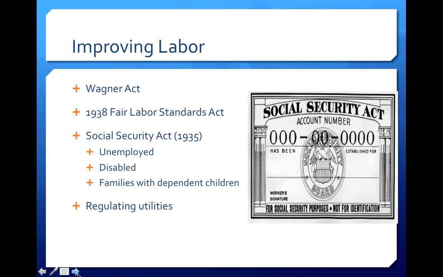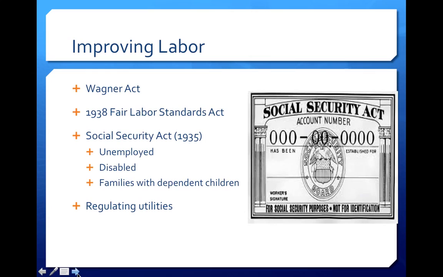Improving labor. When we talk about improving labor, there is the passage of the Wagner Act. The Wagner Act reestablished the NIRA, which again provided laborers with the ability to collectively bargain. We also see in 1938 the Fair Labor Standards Act is passed, and this is to set a maximum work week to 44 hours, decreasing it to 40 hours after 2 years, and setting a minimum wage at 25 cents an hour, and then by 1945, 40 cents. And this would be granted to all workers above the age of 16.